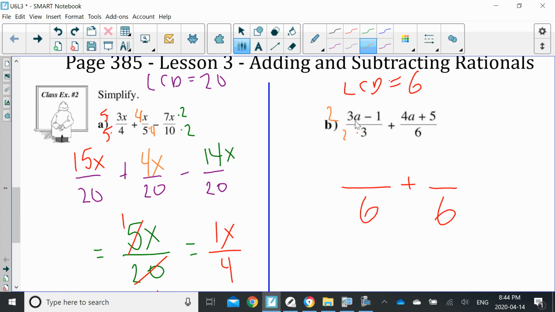So if you multiply the denominator by 2, you must also multiply the numerator by 2. But here's the thing. If ever you have a binomial, so more than one term, you have to put that in a bracket. And then it would be 2 times this entire numerator, and that would be the distributive property. So that would give 2 times 3a is 6a, and 2 times negative 1 is negative 2, plus, let's go down to the second fraction. I never changed anything, right? I keep my denominator of 6, so that means my numerator is going to stay the same, 4a plus 5.